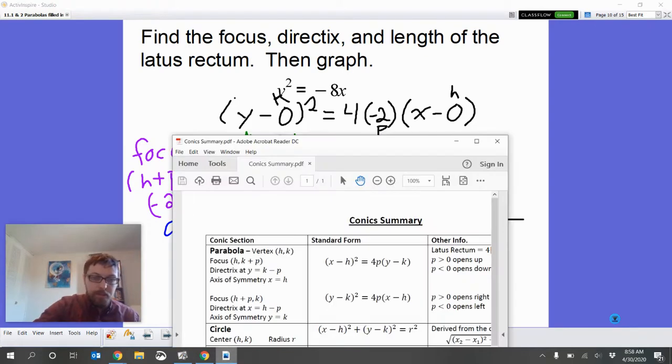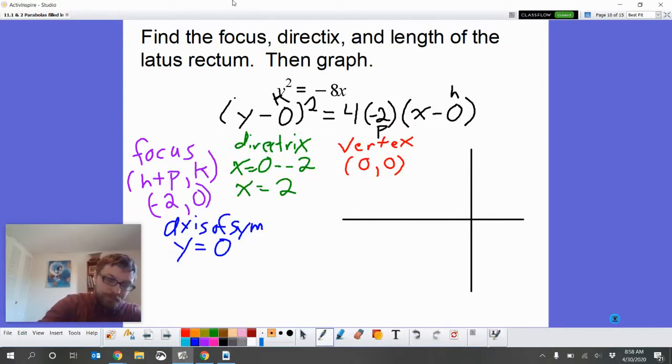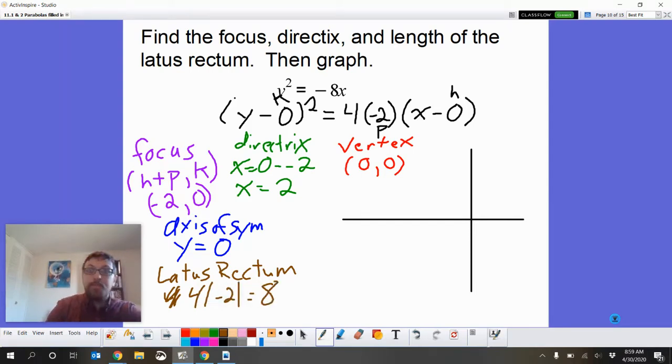All right. Ooh, one thing I also forgot. Almost forgot my favorite part. The latus rectum. It's going to tell us the length of the latus rectum. It is 4 times the absolute value of p. 4 times the absolute value of, in our case, -2. So 4 times the absolute value of -2 is just 4 times 2, which is 8.